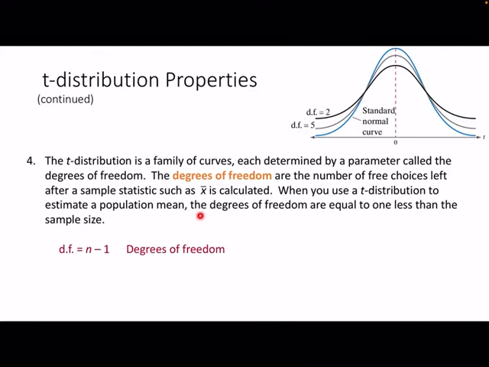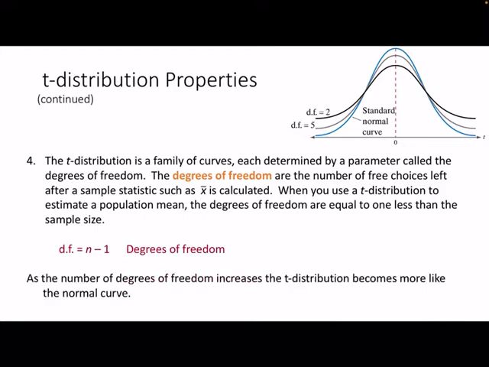The t-distribution has something called the degrees of freedom, and it's simply, here's the formula, degrees of freedom equals n minus 1, and n is always your sample size. I could try to explain this, but it's just going to take a lot of time. Just write this down and take my word for it. And then I'm going to show you how to use the table.